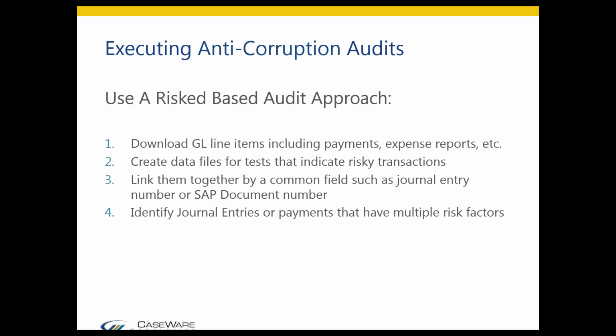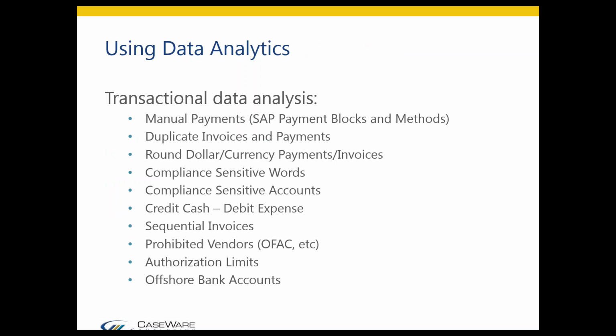I create separate data files for each test, anywhere from 5 to 15 tests. I want to link them together, and then I want to identify which journal entries hit the largest number of those tests. And then I'm going to focus on those that have the most risk factors because they came up during most of those tests. Here are some examples of the tests that we would perform. And again, you'll notice a lot of these you can use for fraud testing, not just for anti-corruption.